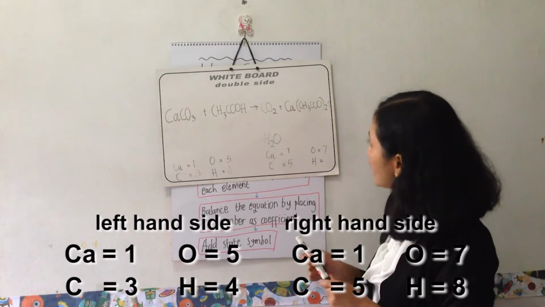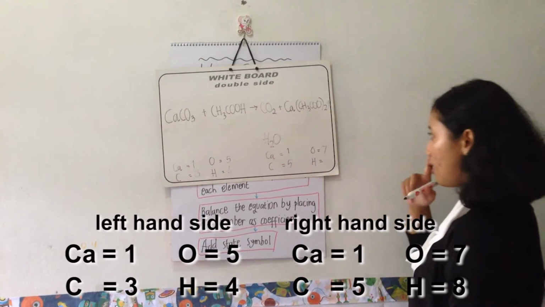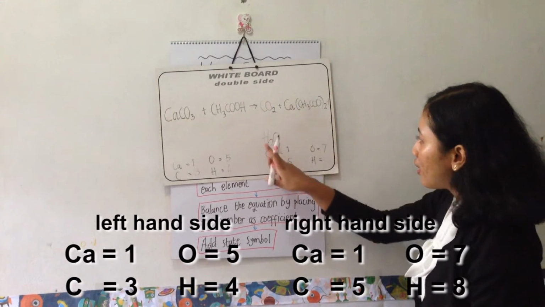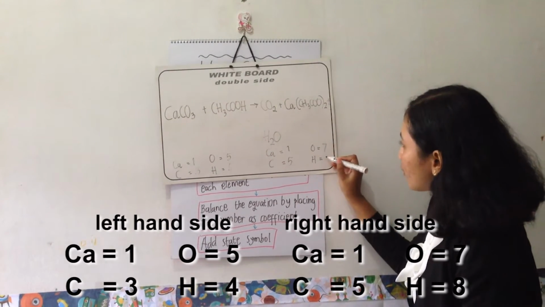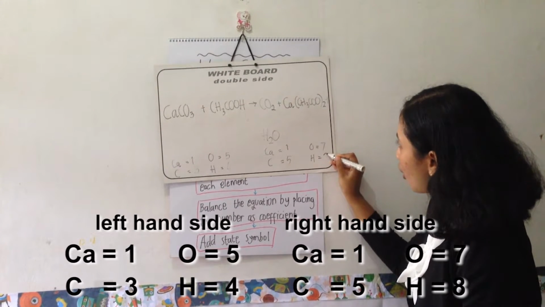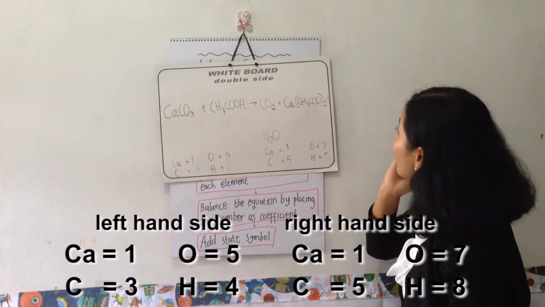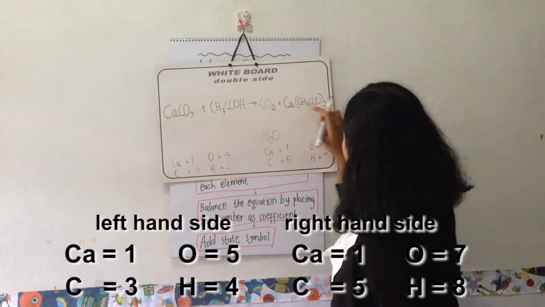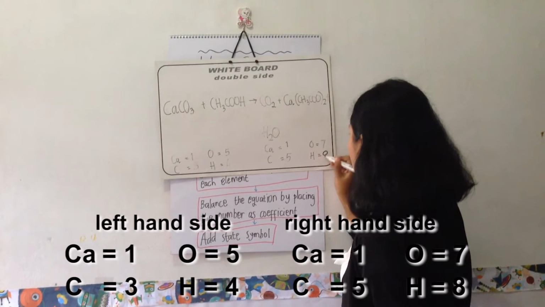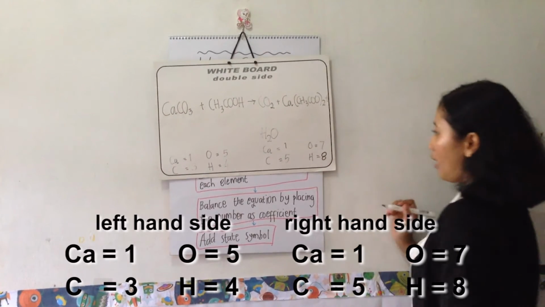Okay, how many hydrogen on the right hand side? We have 2, right? Okay. Oh, no, 2, and then plus 6, so we have 8. Okay.